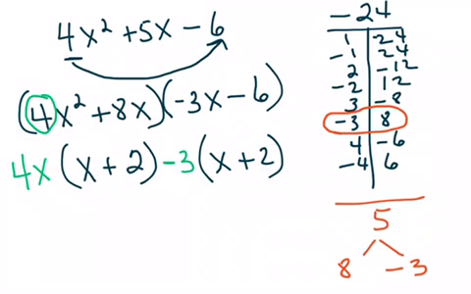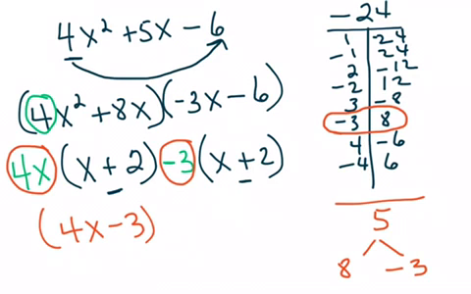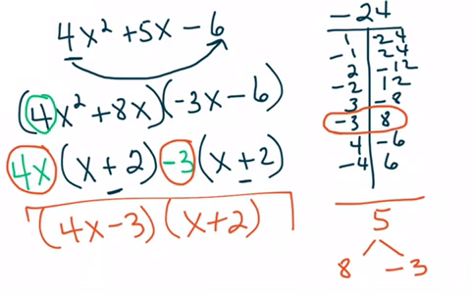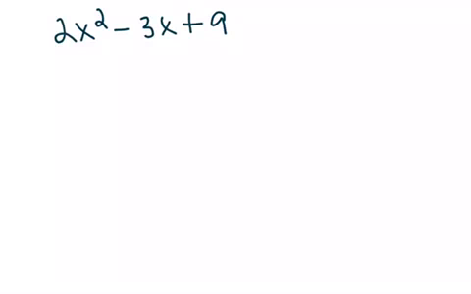Now, do you see how these two terms look exactly alike? They have to look exactly alike for this to work, okay? But in any case, my answer is this. I put the little green ones together. So I'm going to say parentheses 4x minus 3, and the other parentheses is going to be x plus 2. And that's my final answer. So it's longer, but it's not that difficult. Okay, let's do another one.